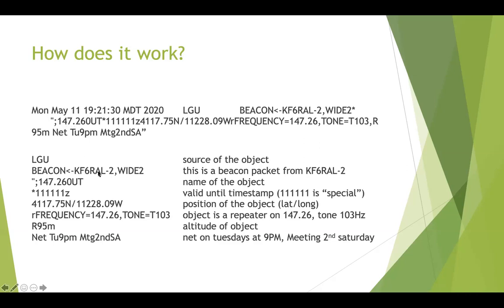111111Z is a timestamp, and it's a special timestamp that basically says this object doesn't expire. And then there's the code here that starts with 4117.75N. That's the latitude of the object, 41 degrees, 17.75 minutes north. And then 11228.09 west, 112 degrees, 28.09 minutes west longitude.